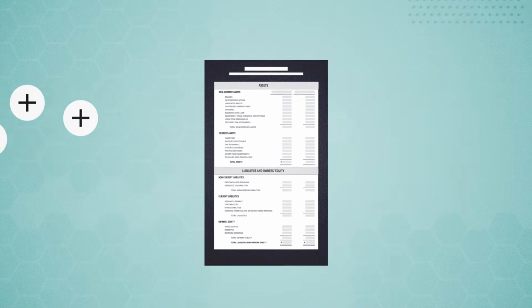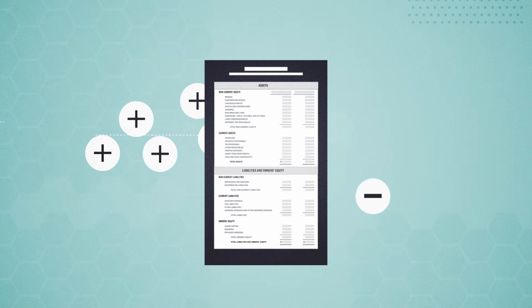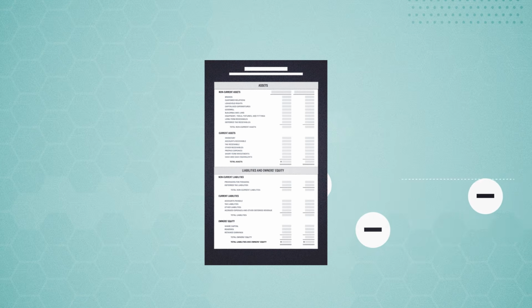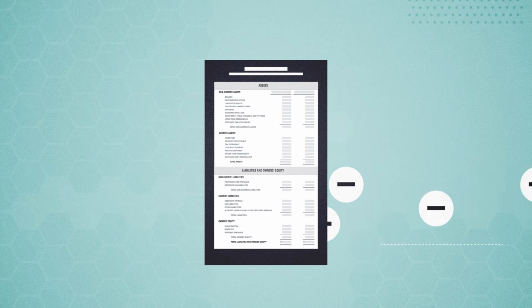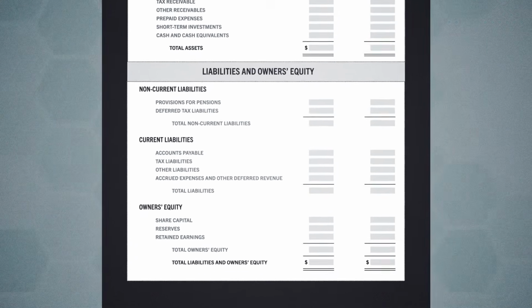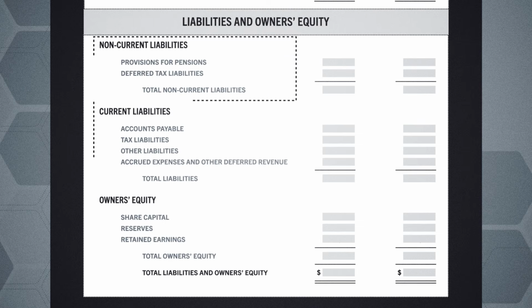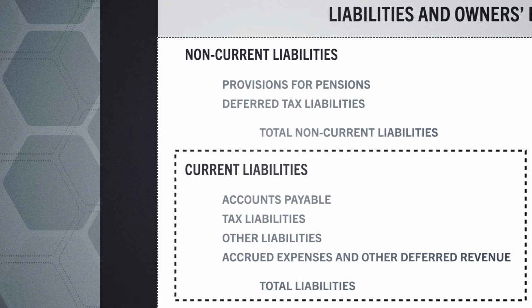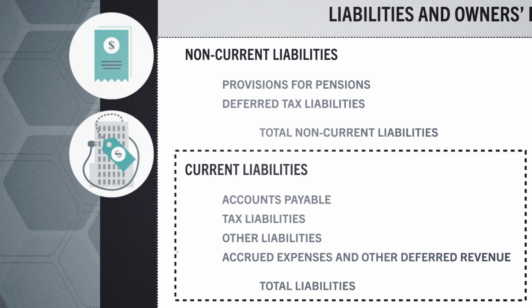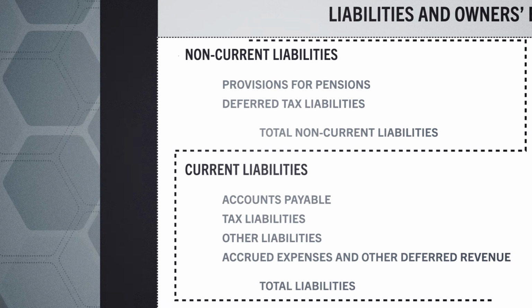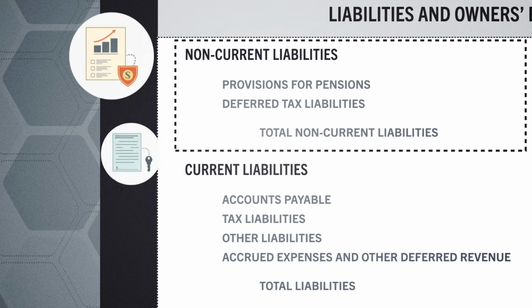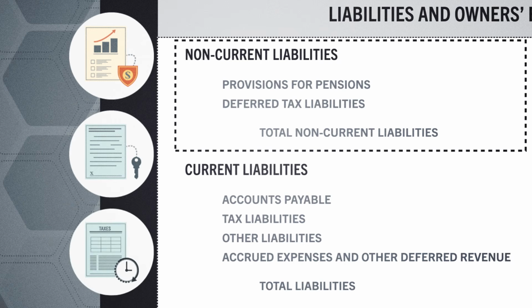A liability is the opposite of an asset. While an asset is something a company owns, a liability is something it owes. Liabilities are financial and legal obligations to pay a debtor, which is why they're typically tallied as negatives. Like assets, liabilities are categorized as current or non-current. Current liabilities are due to a debtor within 1 year, including payroll expenses, rent and utility payments, and accounts payable. Non-current liabilities are longer-term obligations, including provisions for pensions, leases, and deferred tax liabilities.